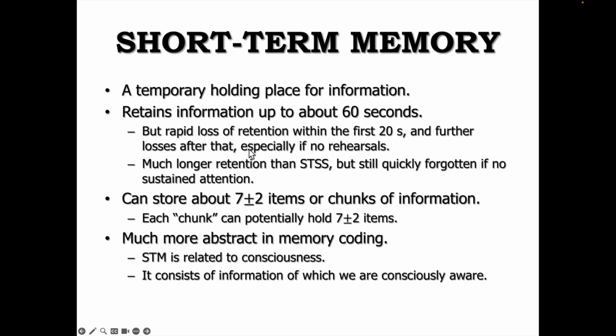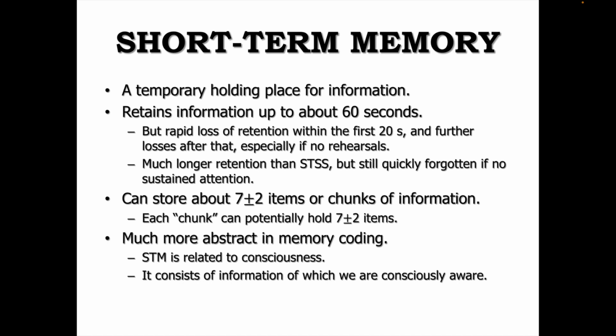Now, again, as I mentioned previously, compared to the short-term sensory store, the short-term memory holds the information that's received a lot longer. But again, we still forget about it quickly if we do not maintain attention to it. Another fact about the short-term memory store is that it can store about 7 plus or minus 2 items or chunks of information at a time. So basically, roughly between 5 to 9 items or 5 to 9 chunks of information our short-term memory can store at any one period of time.